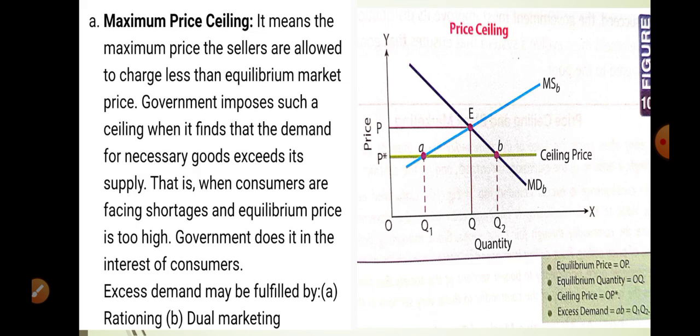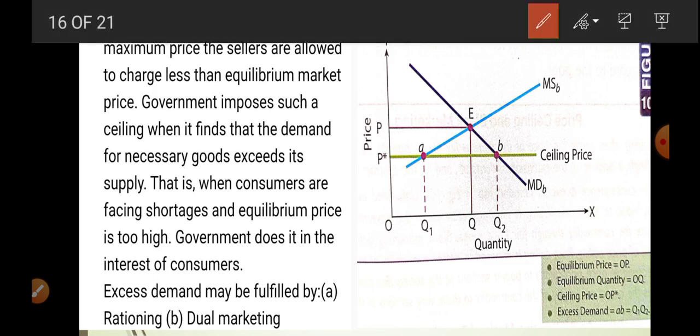Okay, so here you can see what is price ceiling. When there is free play of demand and supply, the price is decided at OP. Okay, now this price is too high, so what the government will do, the government decreases this price forcefully. Now its price is decided at OP1. This OP1 price is what? Ceiling price. Okay, that is the maximum price for the kerosene or for any necessary good that a seller can charge.